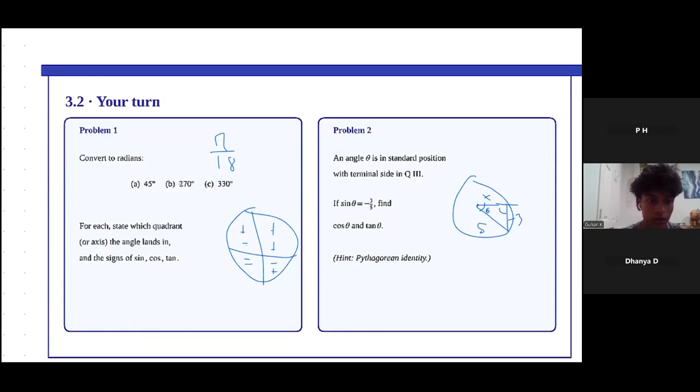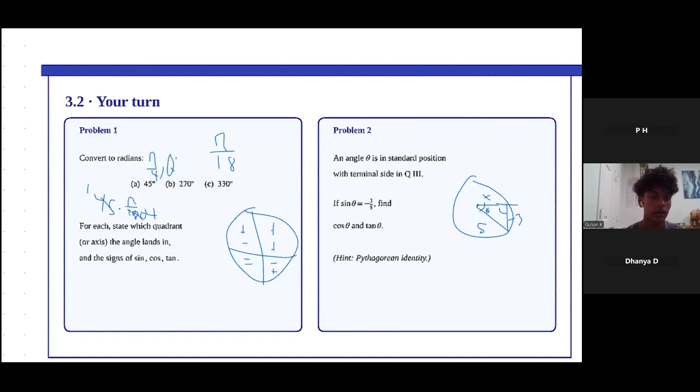All right. So for question one, I mean part A, it's going to be 45 times pi over 180. Now we're dividing by 180 and 45, so we can simplify that by making 45 just one, and 180 is going to become 4 because 180 divided by 45 is 4. So this equals pi over 4. And then it asks the sine, cosine, and tangent signs for this. So pi over 4 is going to be quadrant 1. So Q1.